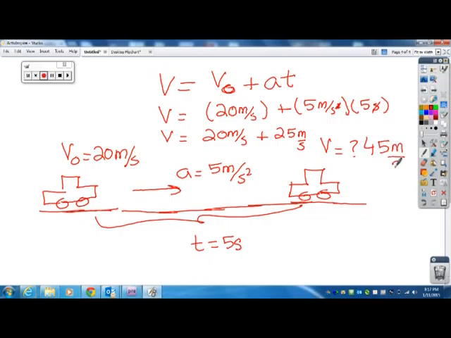Just like it did when you did it conceptually. So you can use your kinematics equation just to verify your answers, or you can come up with your answers using your kinematics equations and then verify them using your concepts.